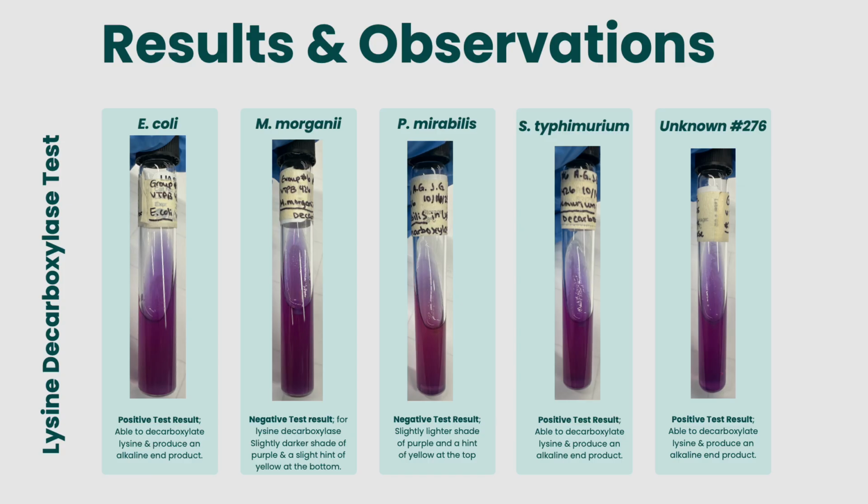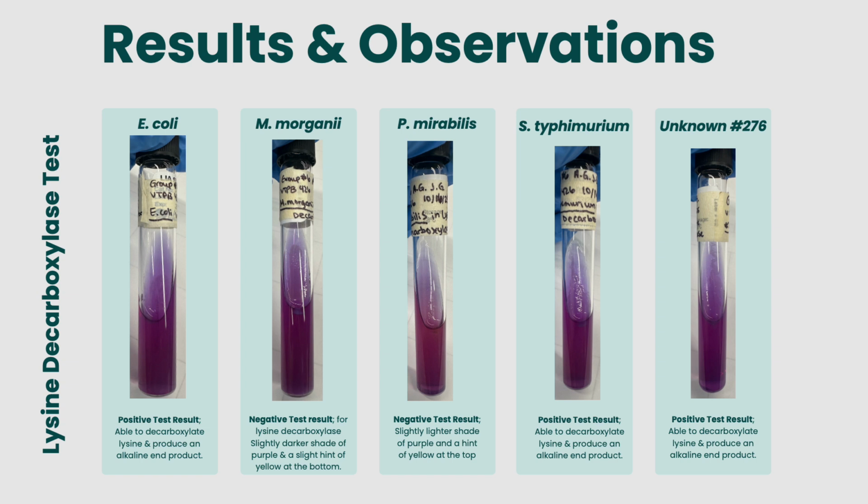Moving on to results and observations for the lysine decarboxylase tests, we have several tests, with E. coli, M. morganii, P. mirabilis, S. typhimurium, and unknown 276. Starting off with E. coli, we have a positive test result, and this strain is able to decarboxylate lysine and produce an alkaline end product. As for M. morganii, we have a negative test result for lysine decarboxylase, and this is due to a slightly darker shade of purple and a hint of yellow at the bottom.